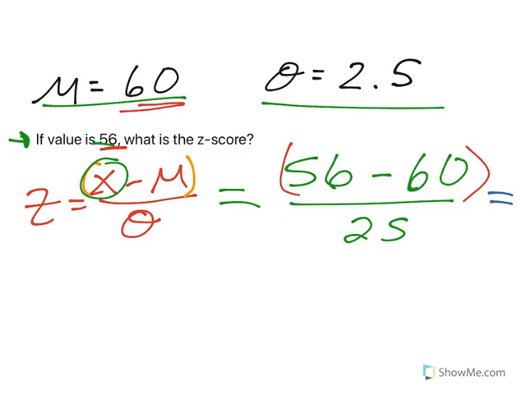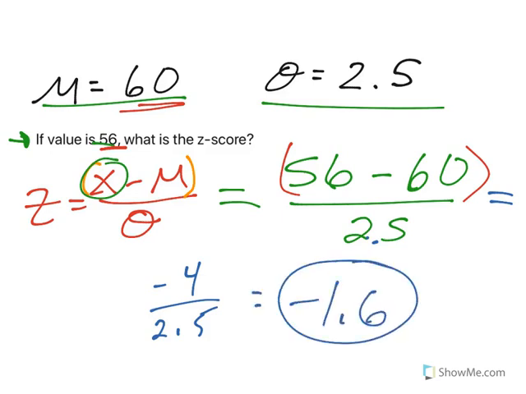So if we go ahead and finish this out, we end up with negative 4 over 2.5. I lost my decimal point there. And we end up with a z-score of negative 1.6. So this means the data value of 56 is 1.6 standard deviations below the mean. And I know it's below the mean because it's negative. And that's kind of just the basics of z-scores.